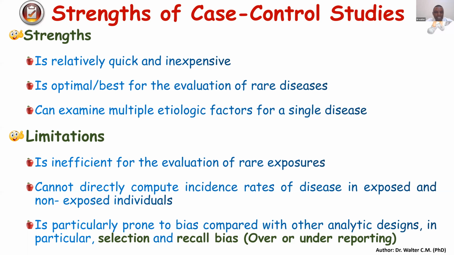There are some limitations at basic level. You see, inefficiency for the evaluation of rare exposure. You can evaluate rare outcome, but it's inefficient when you study rare factors that contributed to that outcome. And then you cannot directly compute the incidences, but you can compute prevalences, between those who are exposed and those who are not exposed to the problem.